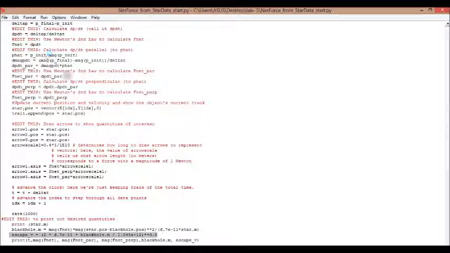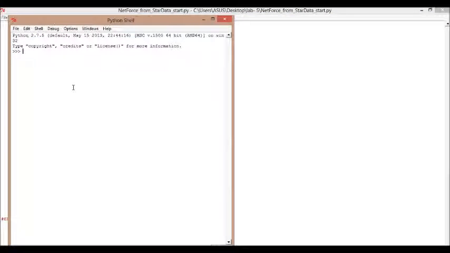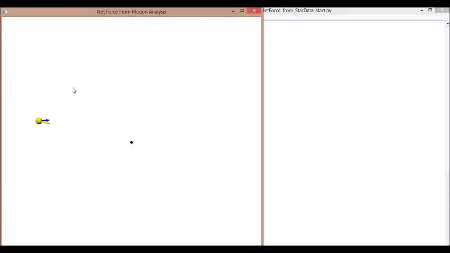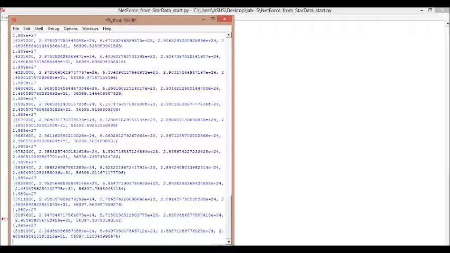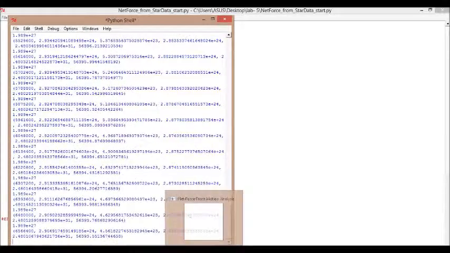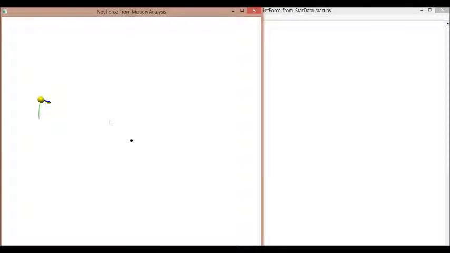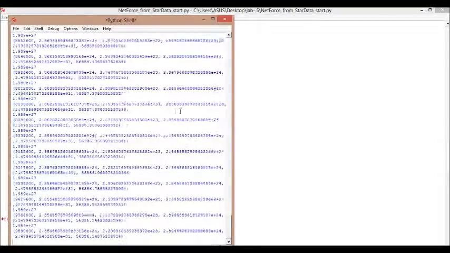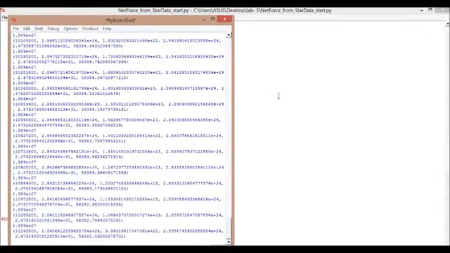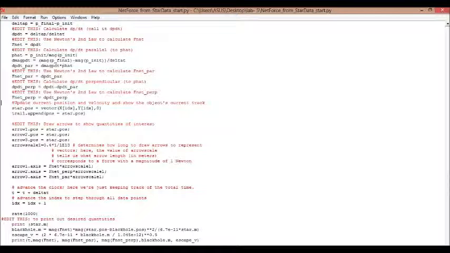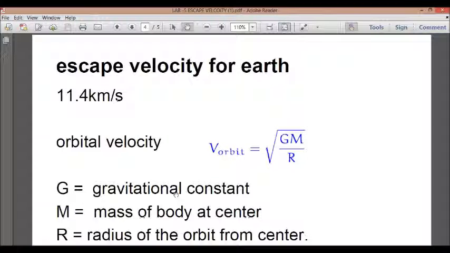As I run the module, you can see the arrows representing different forces, the perpendicular force and the parallel force, as well as the mass of the object, and the escape velocity being calculated. So if I stop the program as it runs, I will explain the other quantities.